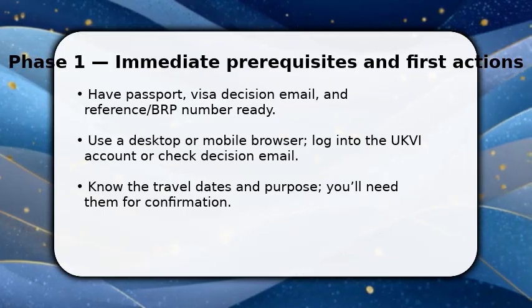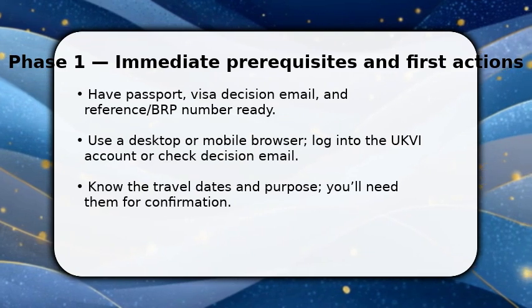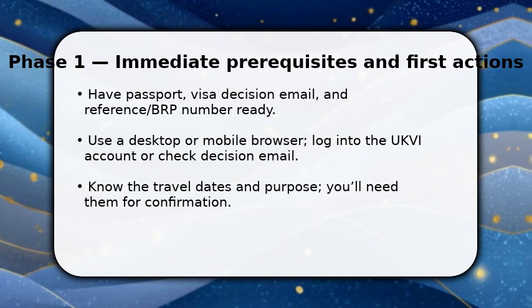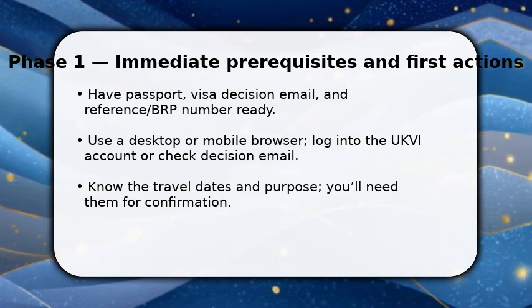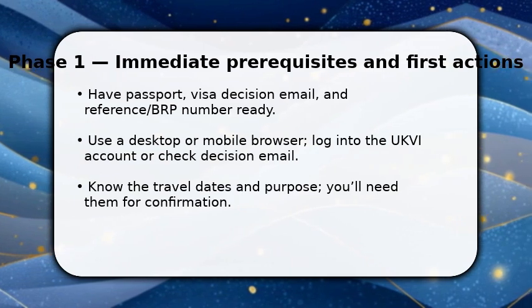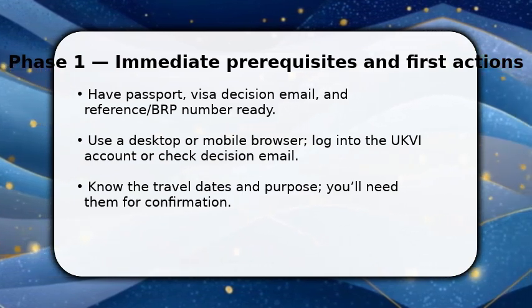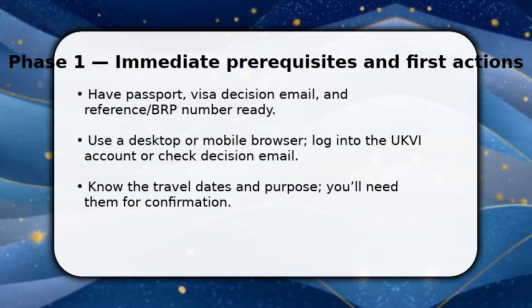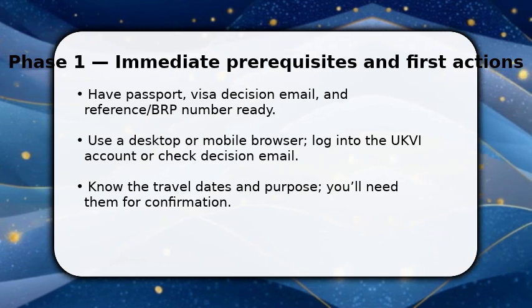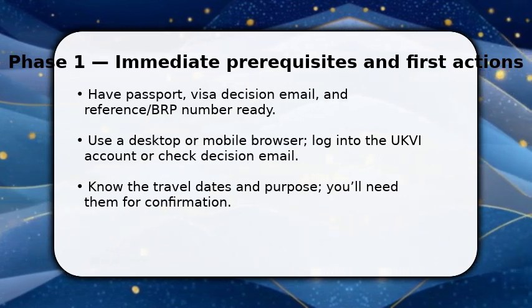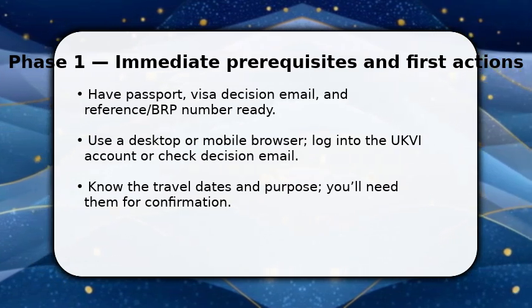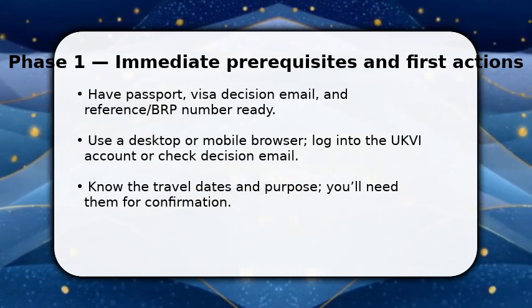You start by gathering what's required: passport, visa decision email, and any BRP or reference number. This speeds things up. Once done, open the email from UK Visas and Immigration or sign in to your UKVI account. Make sure cookies and pop-ups are enabled so the share code link works. You're not filling a new application, you're requesting a share code, so focus only on the confirmation or share your visa option. Keep your travel dates and passport details at hand.